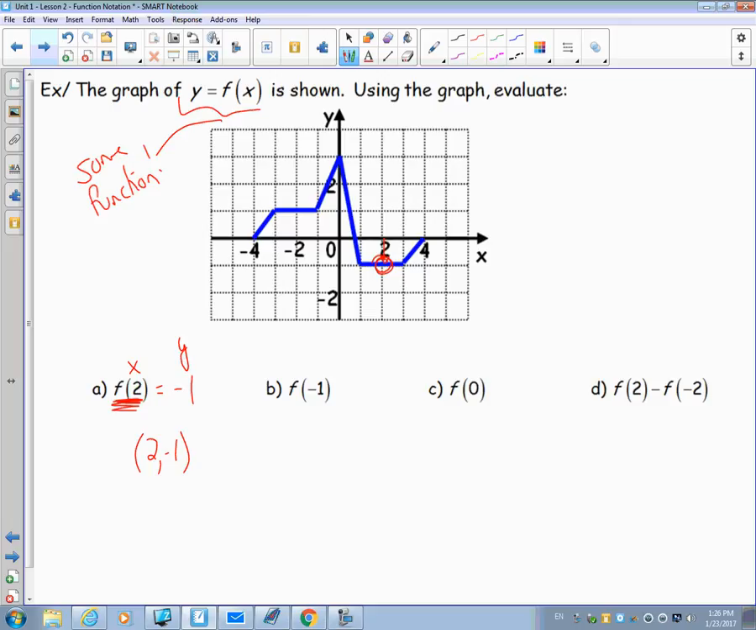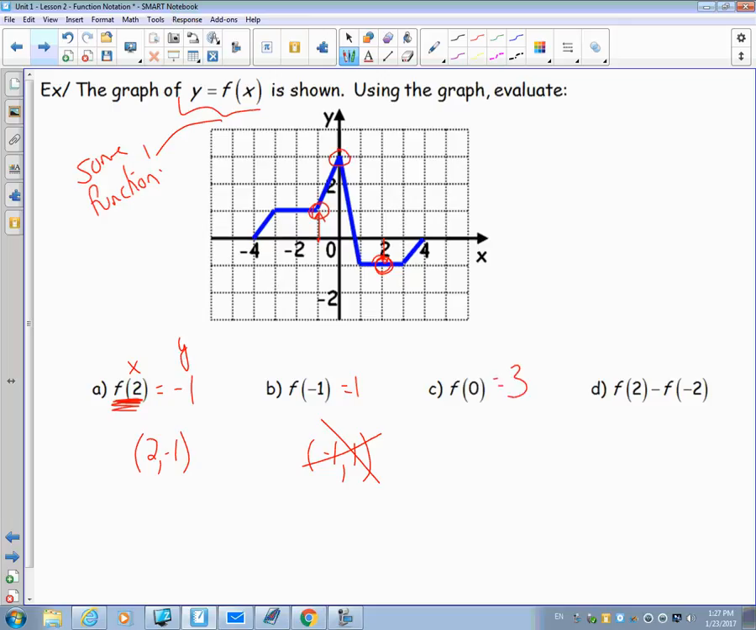Okay, let's try the next one. f at negative 1. So find negative 1, that's here, and go up to our function, that's that point right there, and I get 1. In other words, there's the point (-1, 1). Now, we're not going to write this out all the time, okay? We're just using it for the first time to describe things. f at 0, that would be right here. The function's at 3 at that point.